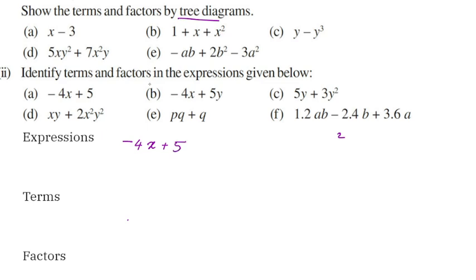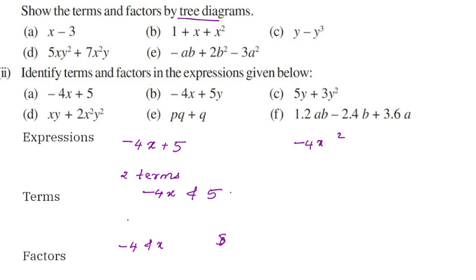How many terms are there? We have two terms: minus 4x and 5. What are the factors here? Minus 4 and x. For the second term, we have only 5, that is a constant.